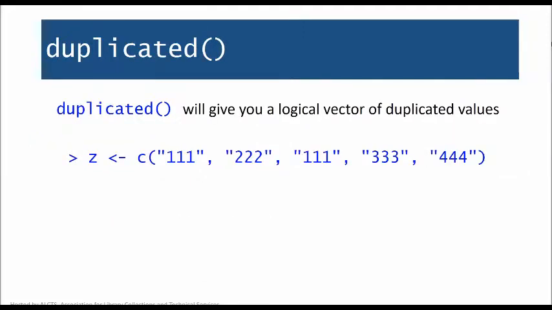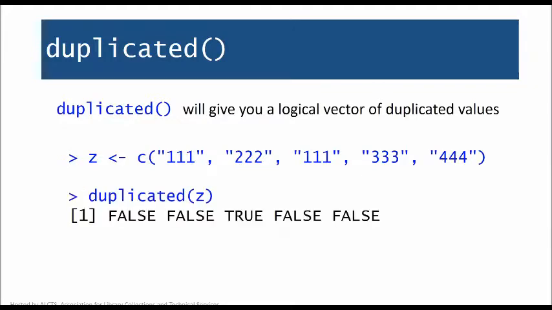Duplicated is similar in that it also gives you a true false, a logical vector of duplicated values. I don't have any duplicates in the data set that I gave you, so I created this vector here, Z: 111, 222, 111, 333, 444. When I call duplicated on Z, it asks, is this element a duplicate? The first one is not, the second one is not, but the third one is. So it returns true for that third one.